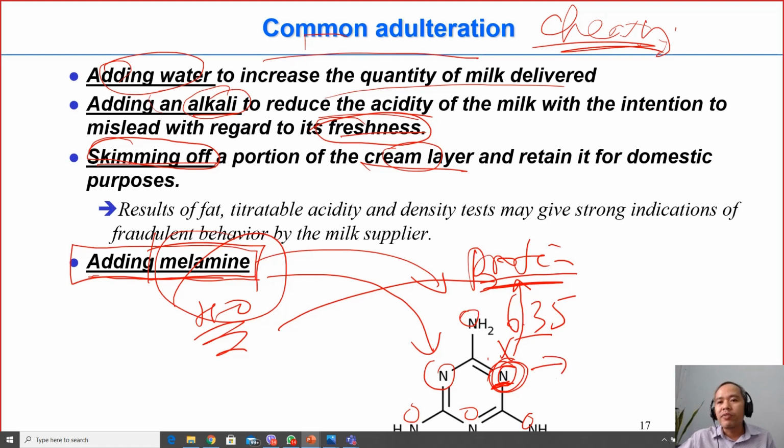And then this became a very big issue in China. Maybe thousands of kids were hospitalized because of this. It impacts the kidneys of the children, actually. It was quite a big issue several years ago, if you have heard.